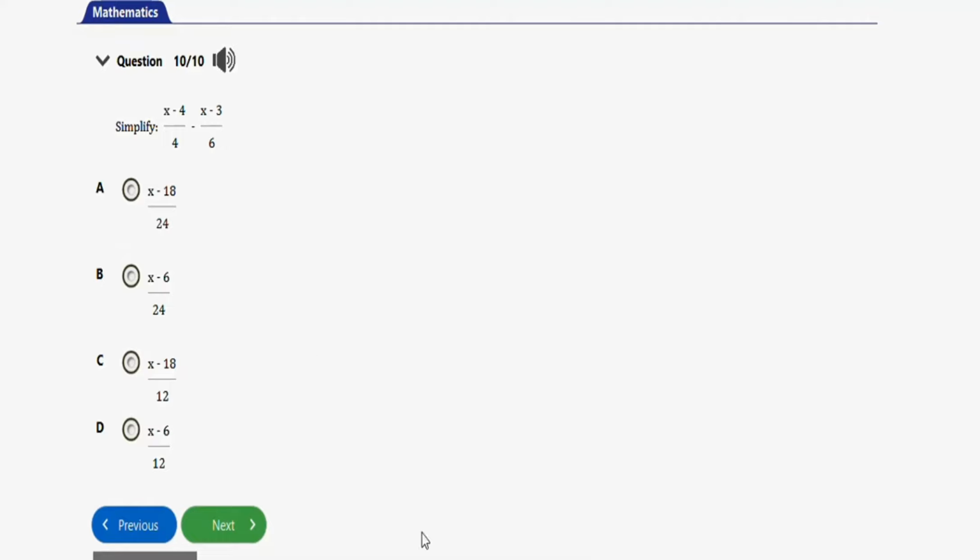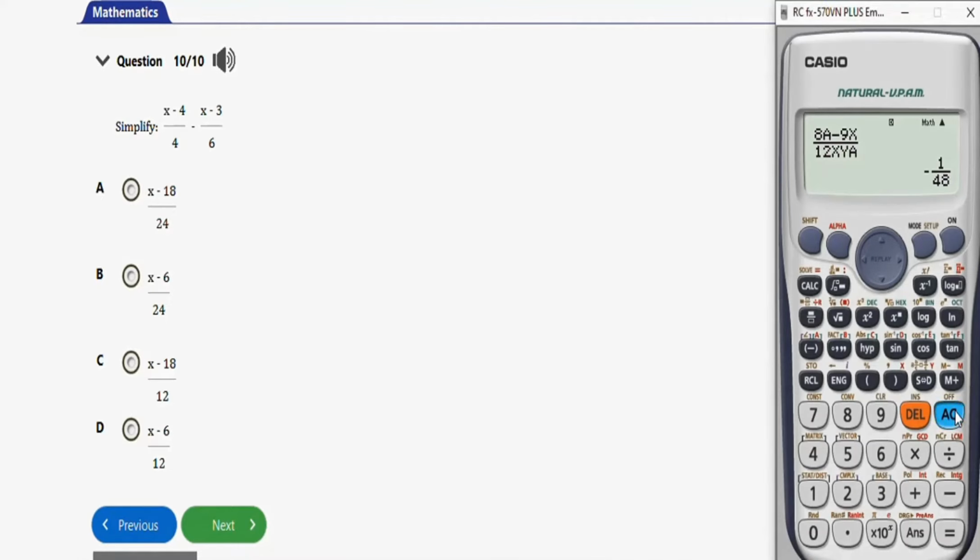Okay, so let's solve this question. Let's bring the calculator now. So let's wipe this. We are still making use of the x we stored as 2. We have not cleared the calculator, so we have x, alpha x, minus 4, over 4, then minus, in fraction, we have x minus 3 over 6. So let's see what this is going to give us.